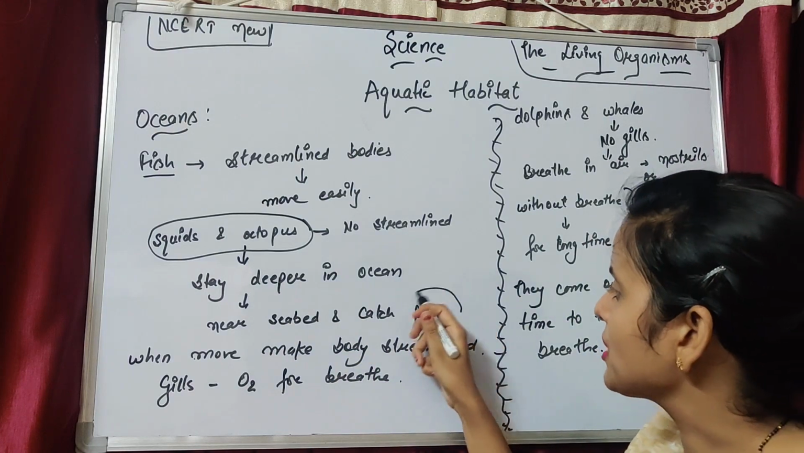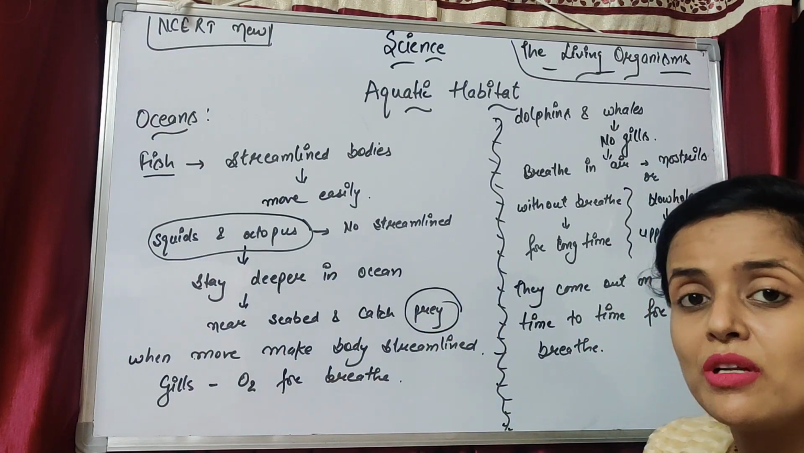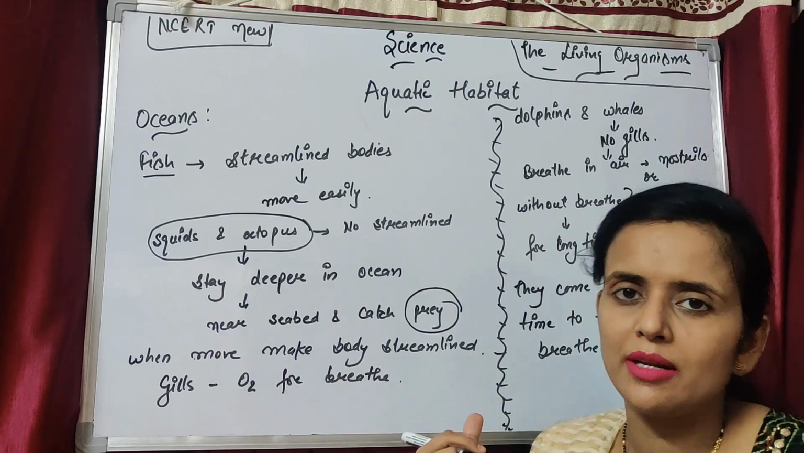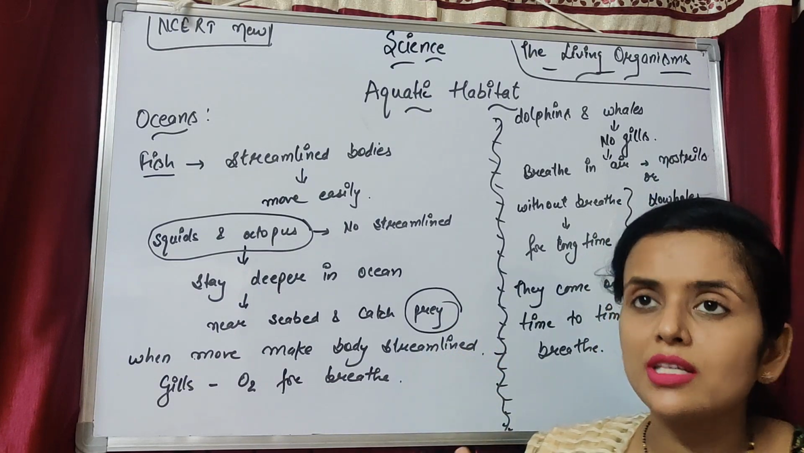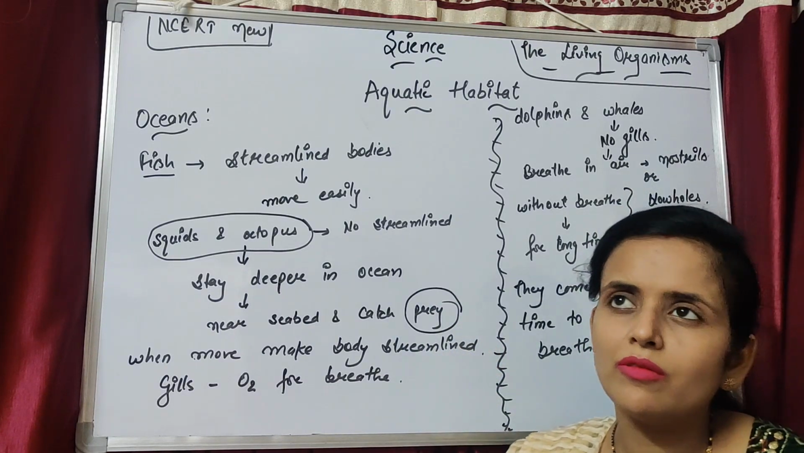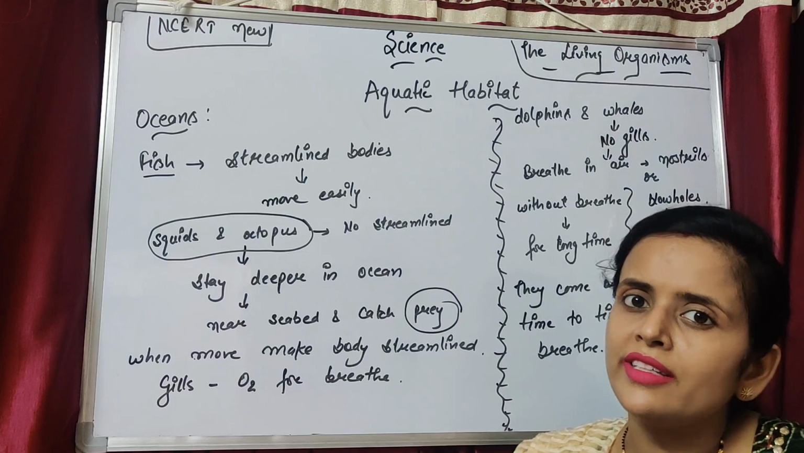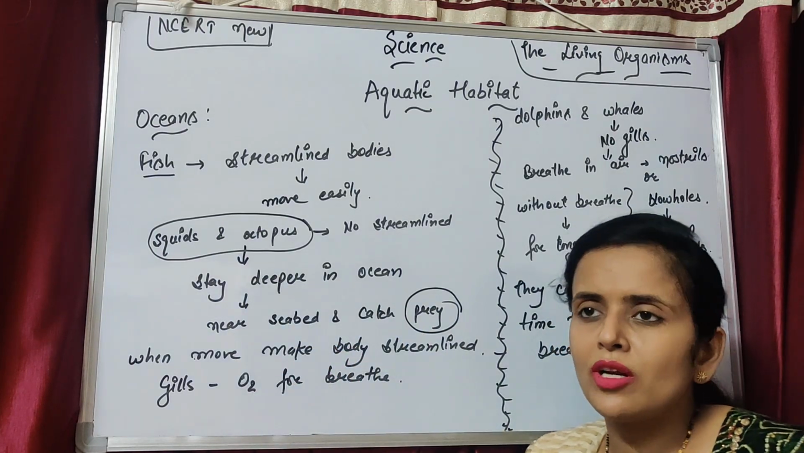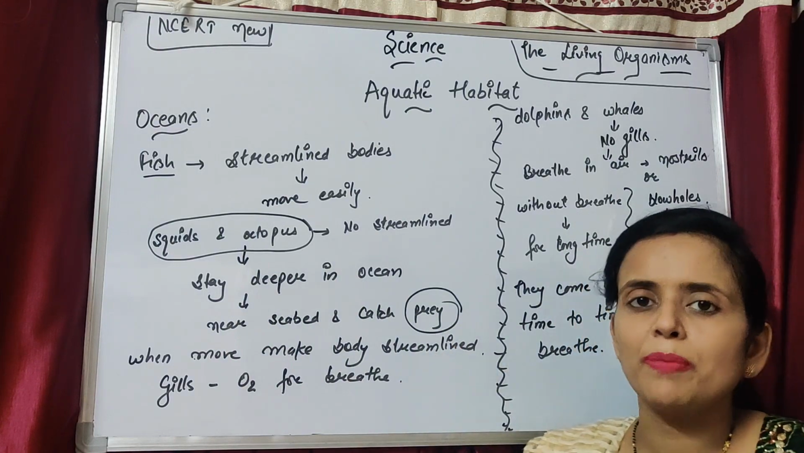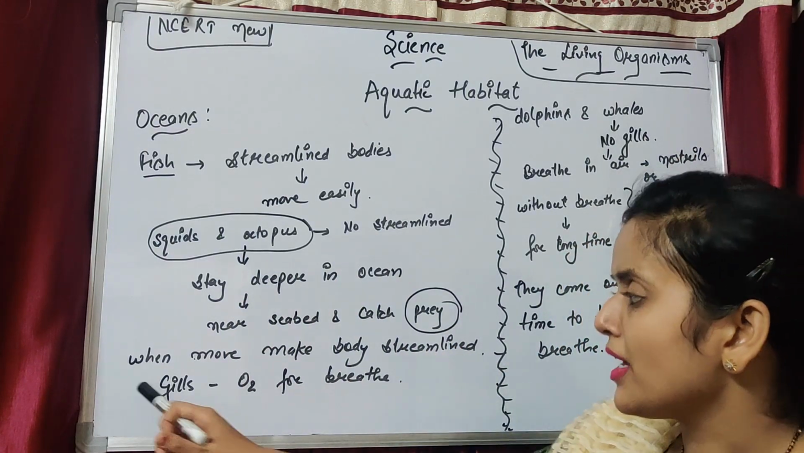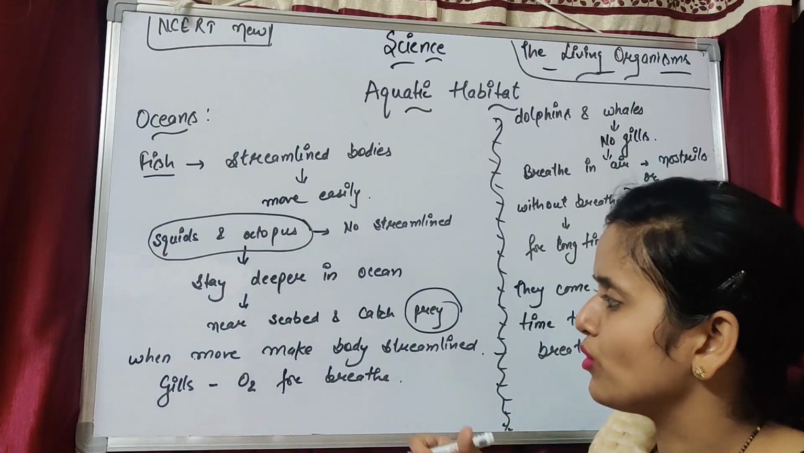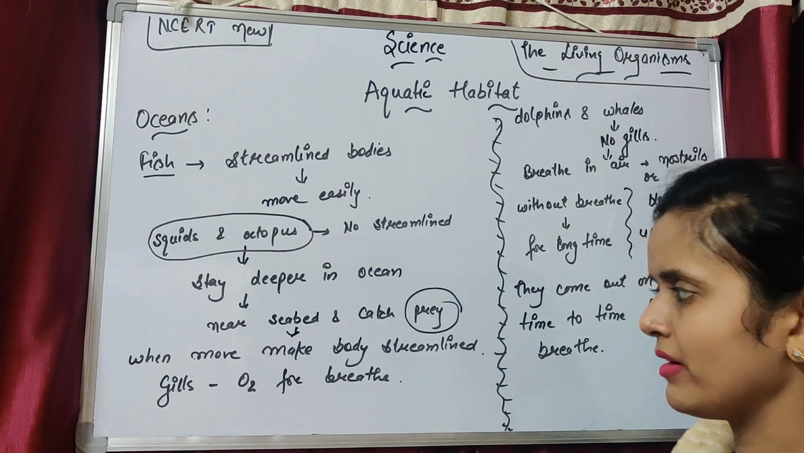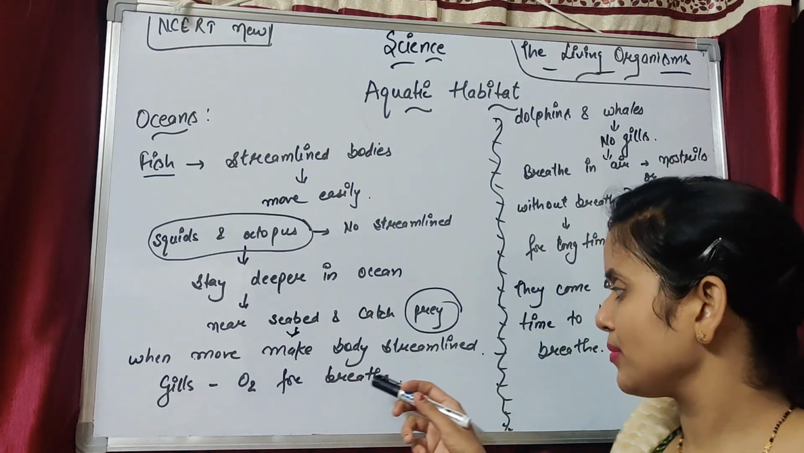What is prey? I explained yesterday also. Prey is the animal which is eaten by another animal, the animal which is hunted by another animal. For a lion, deer is prey, and for octopus and squid, other small fish are their prey. When they move, they make their body streamlined. They do not have a streamlined body, but when they want to travel from one place to another in the ocean, they make their body streamlined.